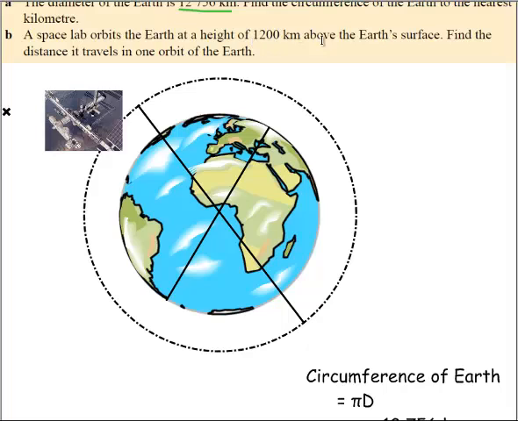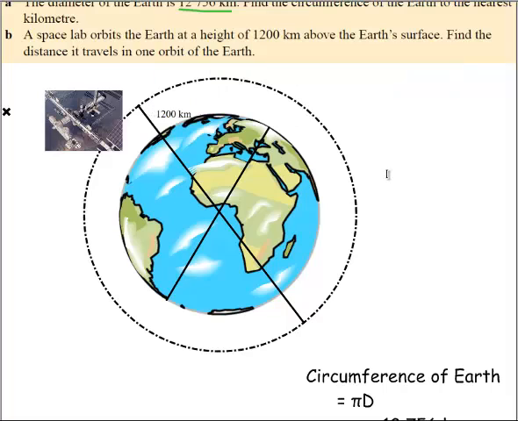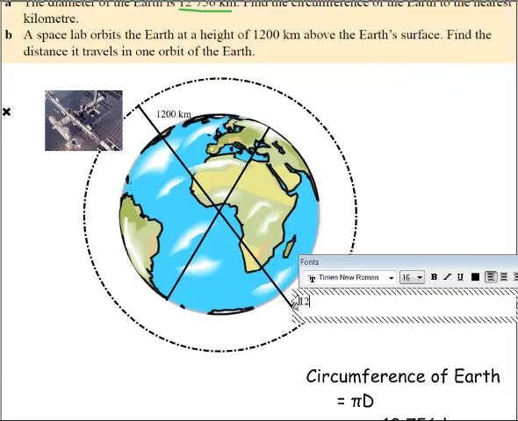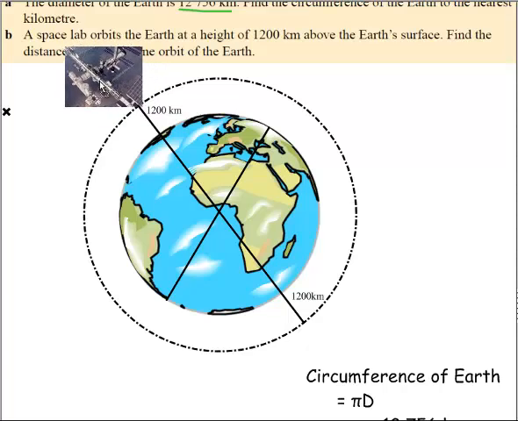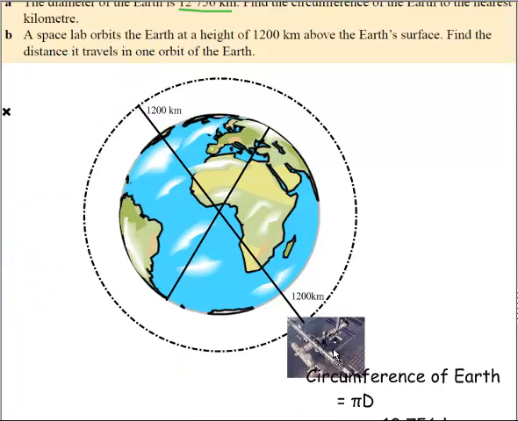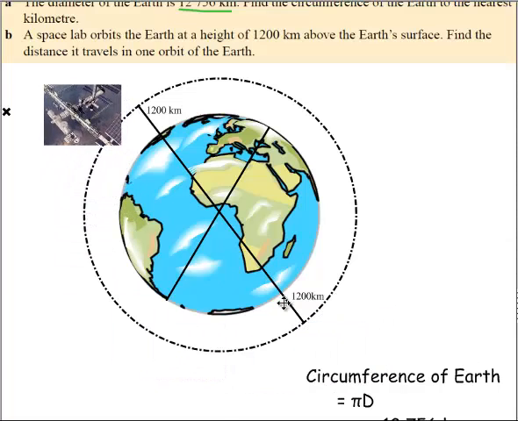Now, because it's floating at a height of 1,200 kilometers above the Earth's surface, that means up here there is 1,200 kilometers. But it also means that there's another 1,200 kilometers at the other end of the diameter when it's floating around that section. So when it says that it floats at a height of 1,200 kilometers above the Earth's surface, that's actually only adding 1,200 to the radius. And if you want to be able to use this simple formula here, you need to account for the fact that it floats high above Earth over here at 1,200 kilometers, and when it's at the other end of the diameter, it's another 1,200 kilometers above the actual Earth's surface.